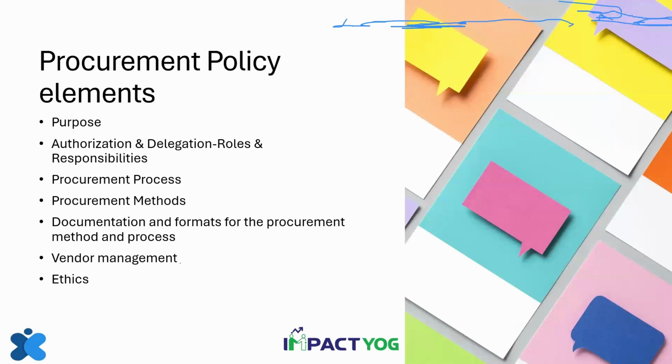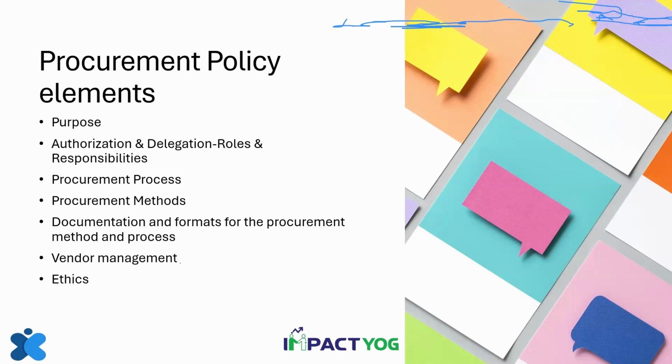So segregation and authorization are both defined. If you want to purchase something worth 5 lakhs, then this position is authorized. Okay, this is their role. And if it is 1 lakh, then it is delegated to this particular person. So everybody's authorization is known, and also, as an authorizer, what the person's roles and responsibilities are is specified.